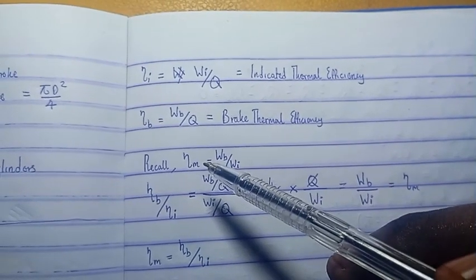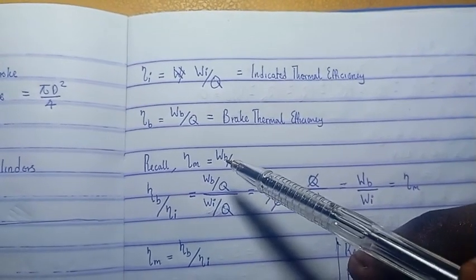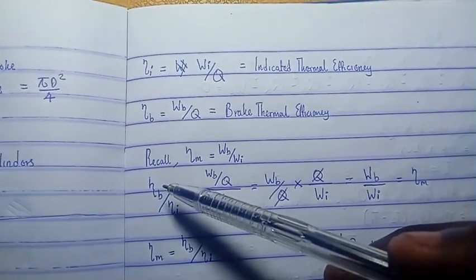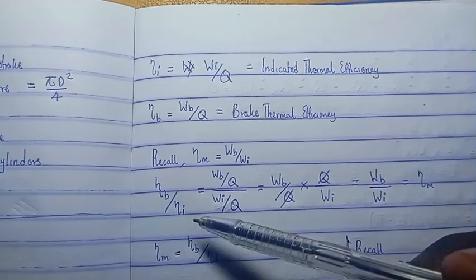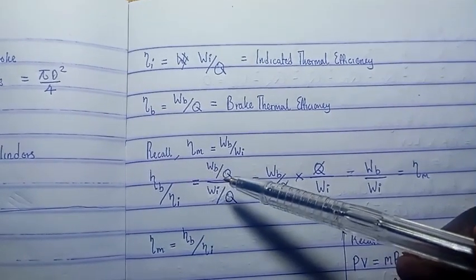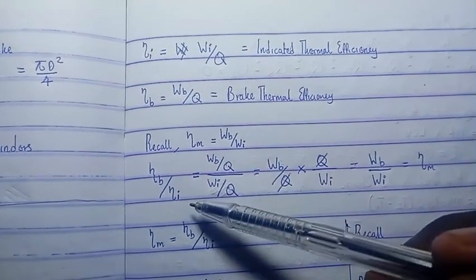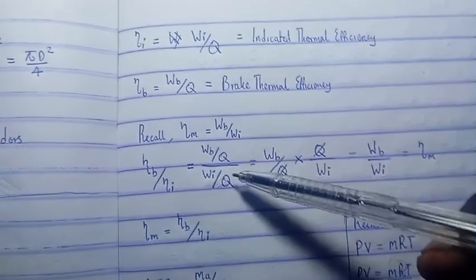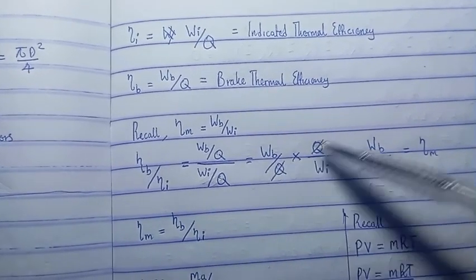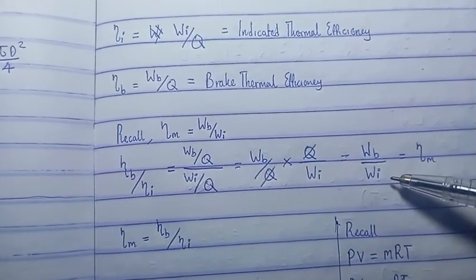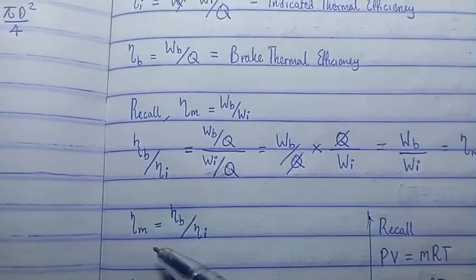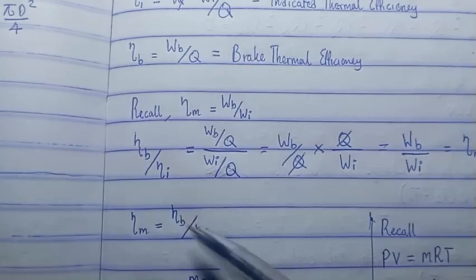Now, recall that your mechanical efficiency is equal to your WB over WI. If I was to write my brake thermal efficiency over my indicated thermal efficiency, I know my brake thermal efficiency is equal to WB over Q, and my indicated thermal efficiency is equal to WI over Q. If I rearrange this, these Q will cancel each other out, leaving WB over WI, and we know that WB over WI is equal to mechanical efficiency. So you can as well write mechanical efficiency is equal to your brake thermal efficiency over your indicated thermal efficiency.